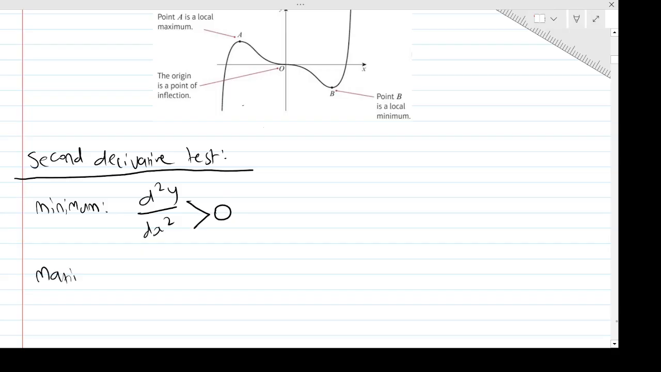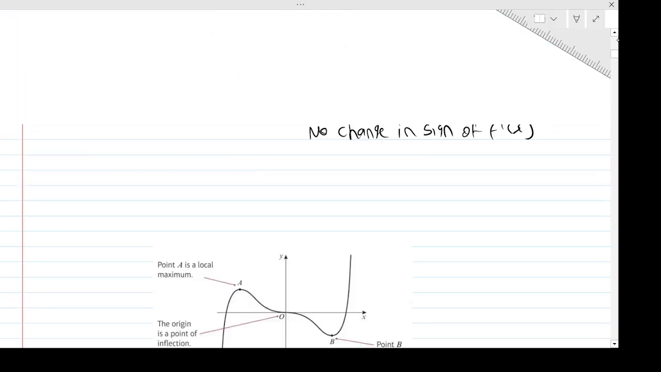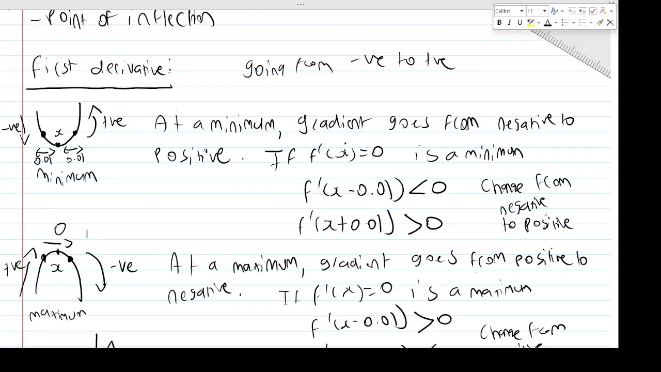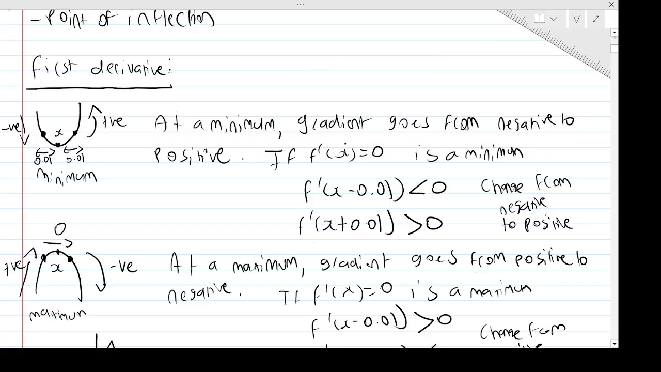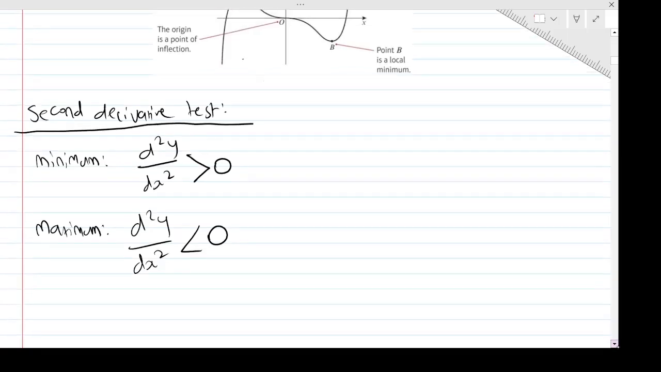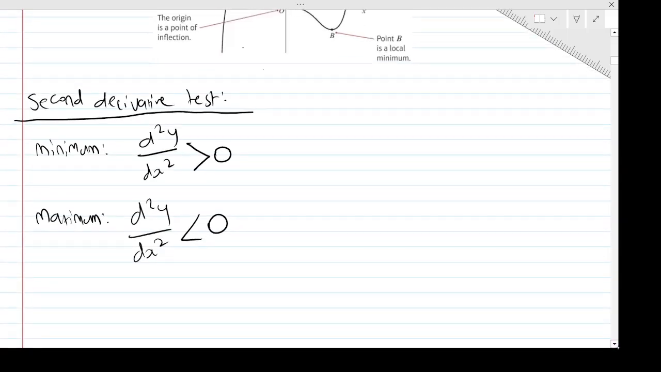The maximum then is the opposite story. So at this maximum here, we saw that the gradient was going from positive to a negative. So what's going on? If it's going from a positive number to a negative number, it's going down, right? So if it's going down, then the second derivative has to be negative, okay? And so we can look at the sign of the second derivative, without having to work out around the point, right? So this is my minimum and my maximum.